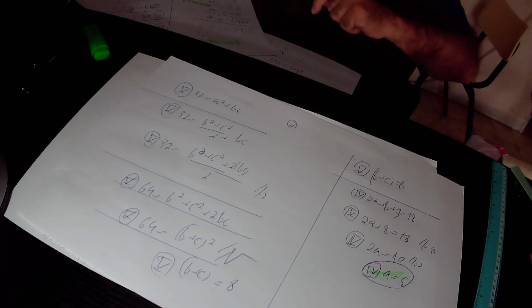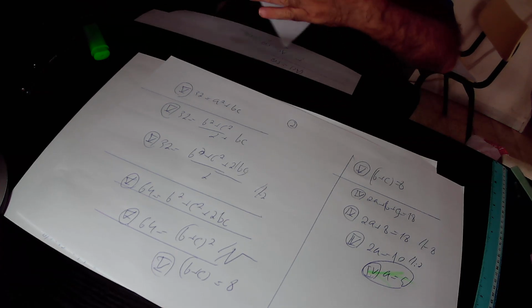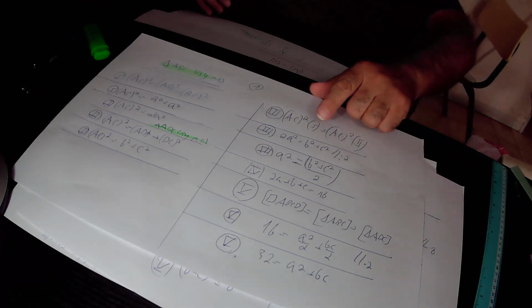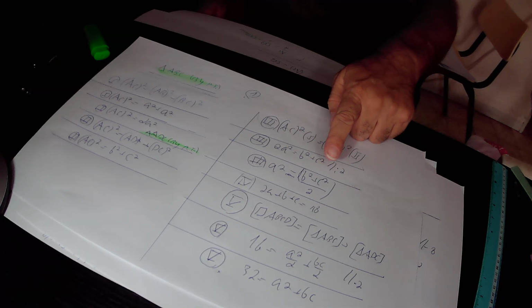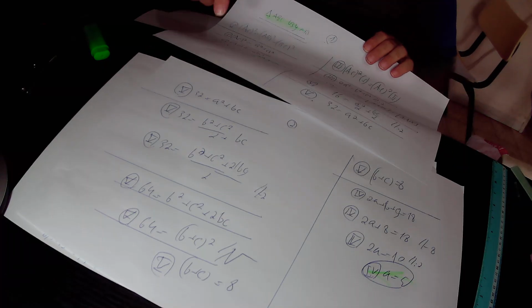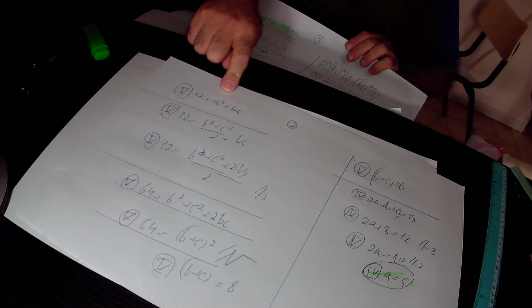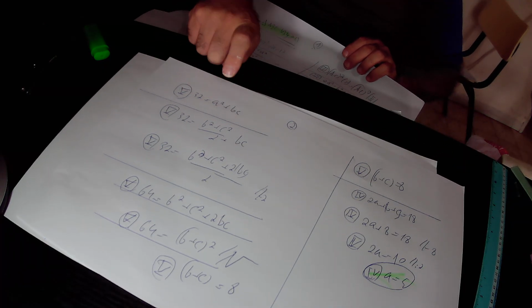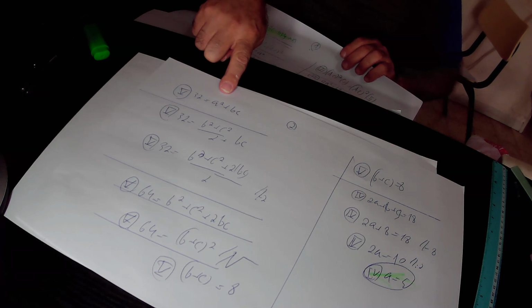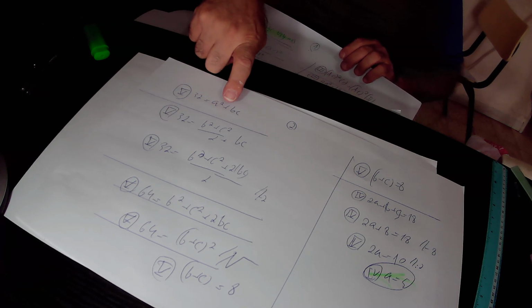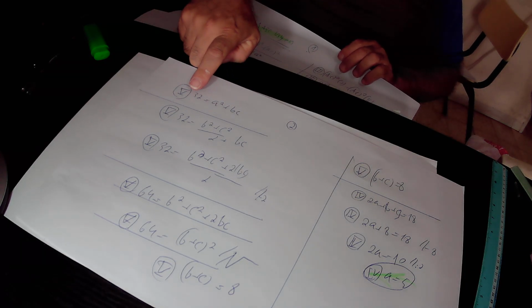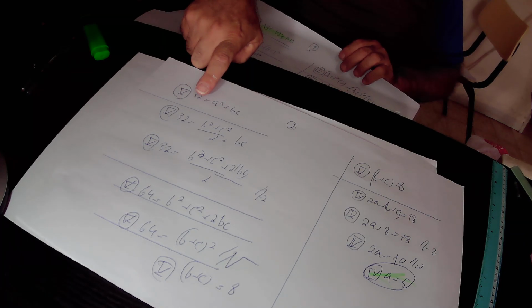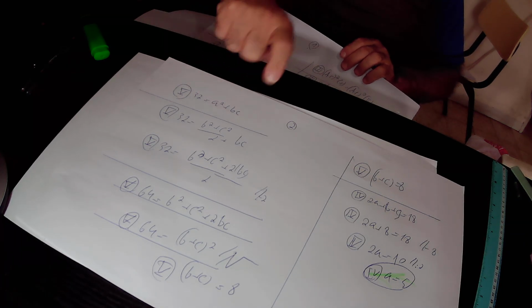We already found out that according to equation 3, A squared equals B squared plus C squared over 2. So we can substitute A squared in equation 5 by B squared plus C squared over 2. So in total, according to equation 5, we have found out that 32 equals B squared plus C squared over 2 plus BC.